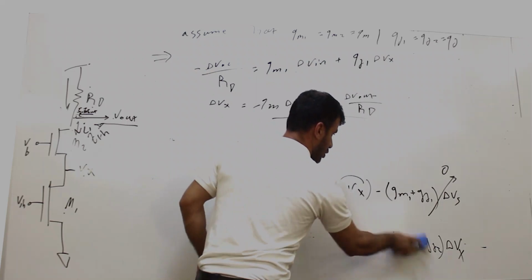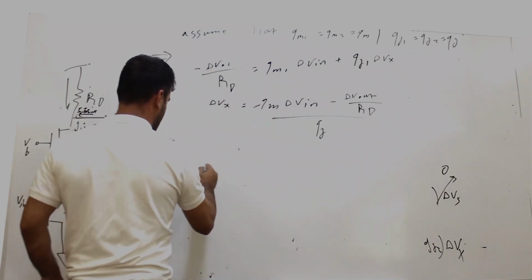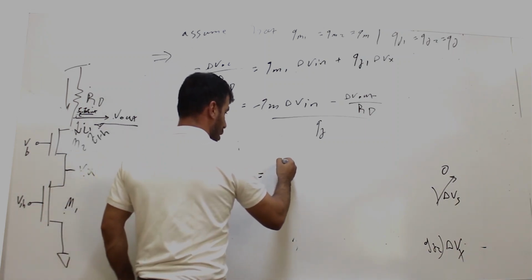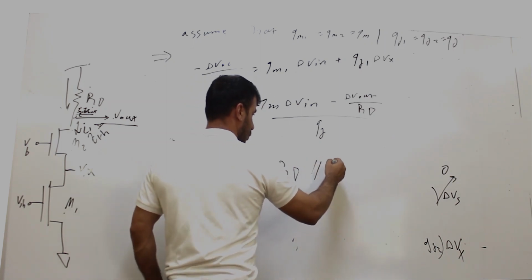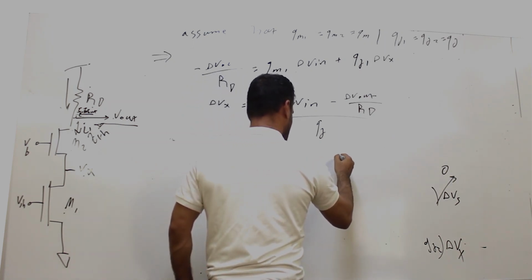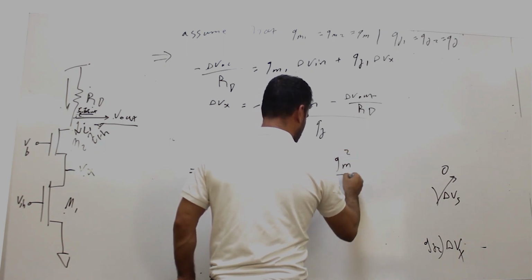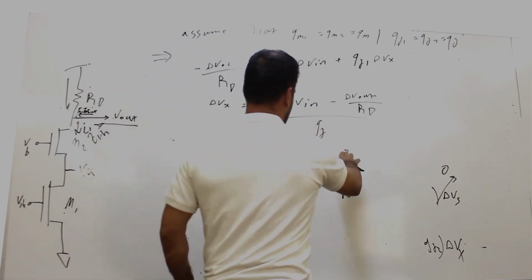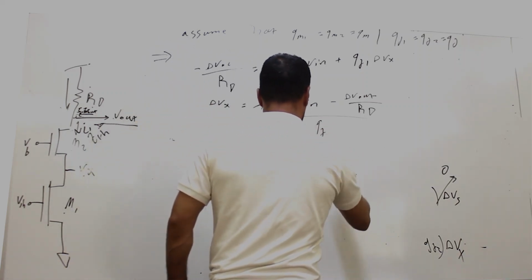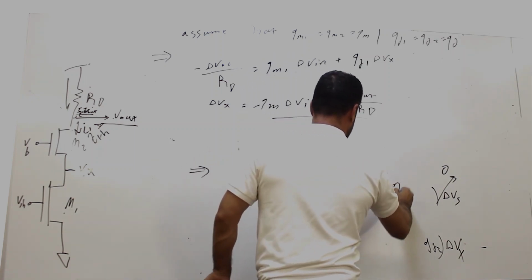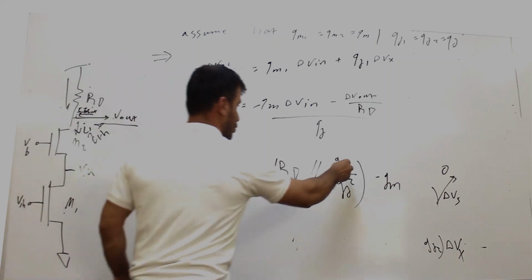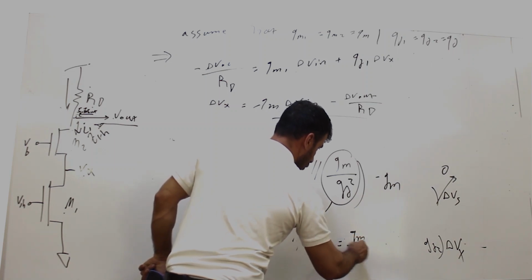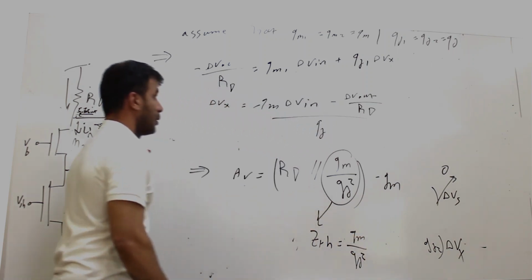Anyway, you can solve these questions together and you will get this answer. AV for this system is going with RD parallel with GM square over GD square, GM over GD, GM over GD square, minus GM. Okay, so the resistance, as you see it in the first section, is GM over GD square.